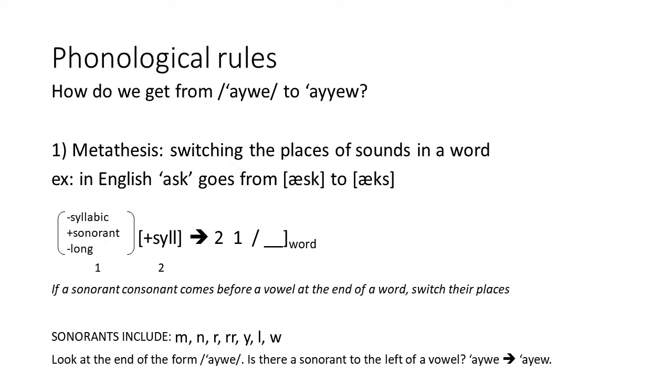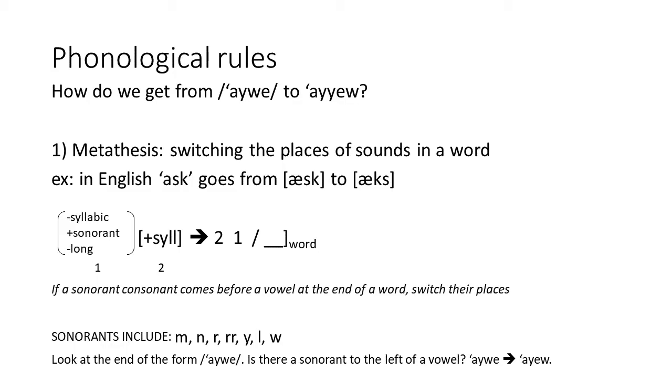So let's talk about some of the phonological rules. How exactly do we go from the underlying ayyew to the surface ayyew? There are certain processes that make you determine this. The first rule that I came up with is metathesis. Metathesis basically is when you switch the place of sounds in a word. This happens sometimes in English. For example, the word ask goes from ask to ax. You switch the S and the K. A lot of people will say I ax him, not I asked him. So this is metathesis.